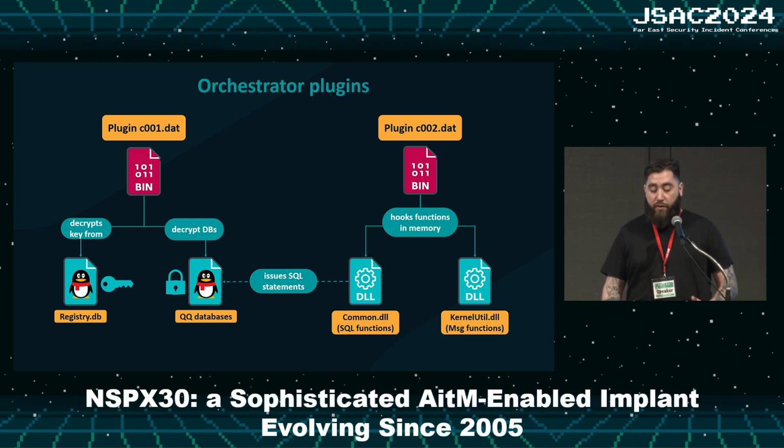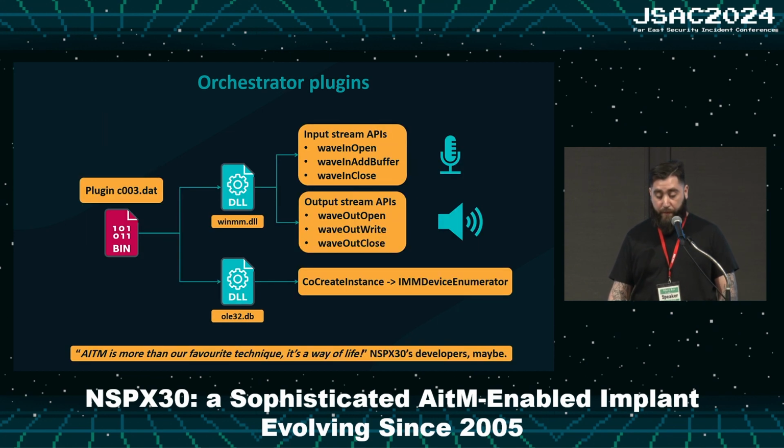The second plugin hooks functions in memory from 2 QQ DLLs, and this allows the plugin to intercept all of the SQL statements that are issued on the databases and intercept in plain text all of the messages that are sent or received via private or group chats. The third plugin targets applications such as Skype, hijacking the APIs of 2 Windows DLLs, allowing for the interception of output and input streams of audio and recording everything in MP3 format. At this point, I think we can say that interception appears to be the favorite technique of these attackers.